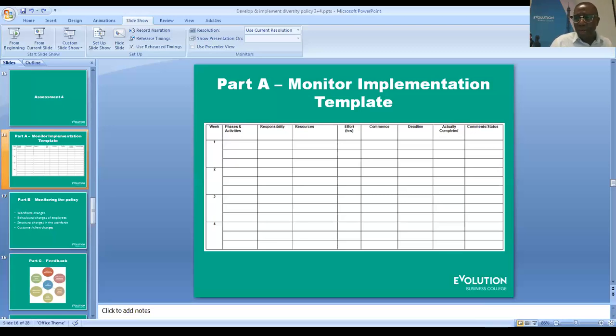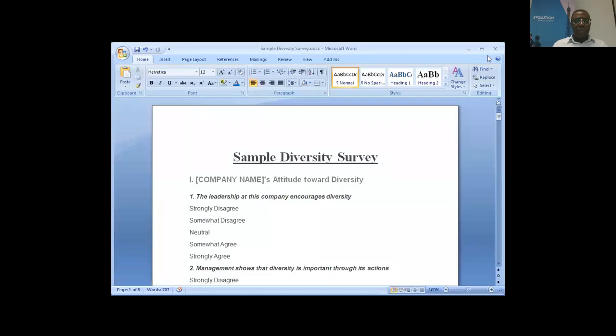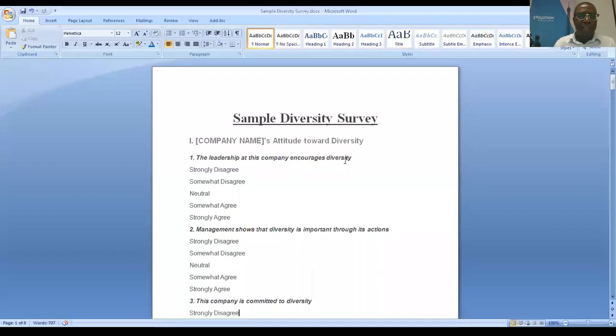How do they understand our diversity? And is there any way? So in doing this, you might do a survey, and I'll show you a sample of a survey here. So we go to a new share and we show a sample of a survey. There we have a survey for diversity. For instance, the first one, the leadership in this company encourages diversity. So I want people to choose strongly disagree, somewhat disagree, neutral, agree or don't agree.